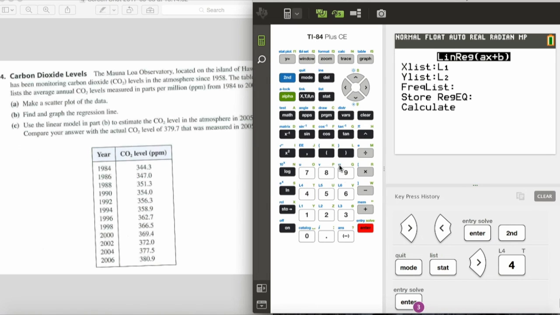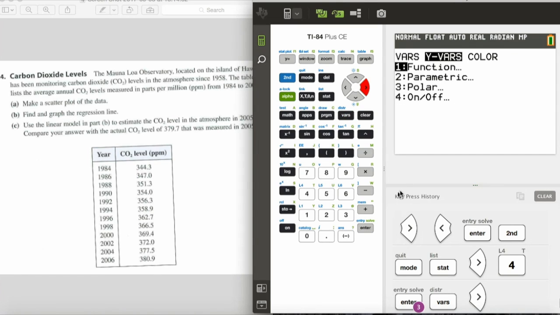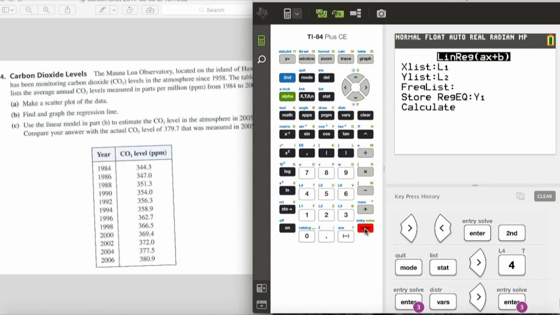This time, I think I want to store the equation in the calculator so I can use it. I want to store it in the y equals key. So how do I do that? I go to store the equation as Y1. I'm going to go to vars, Y-vars, and these are the functions. I'm going to put it in Y1. Now when I calculate it, it will give me the same equation, the same strange y-intercept, and now it will tell me how good my model is.